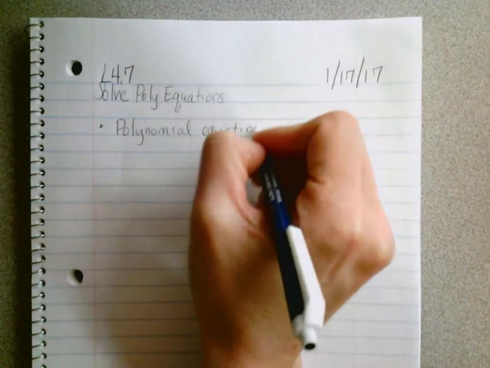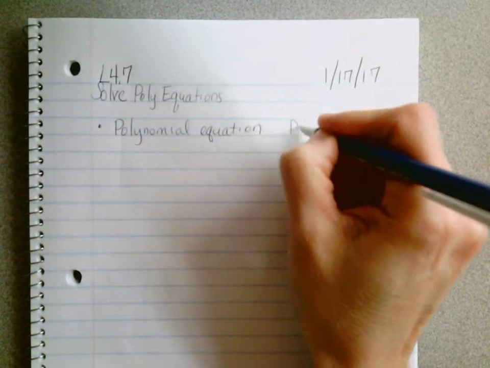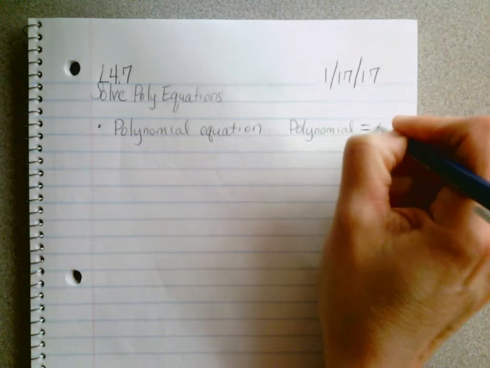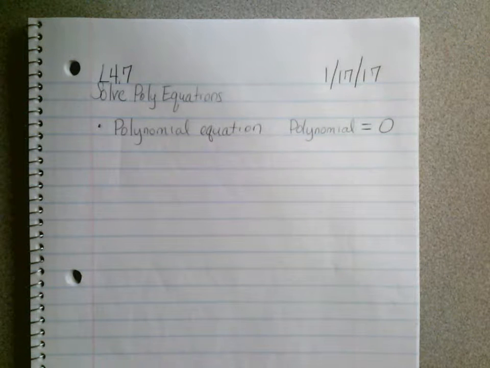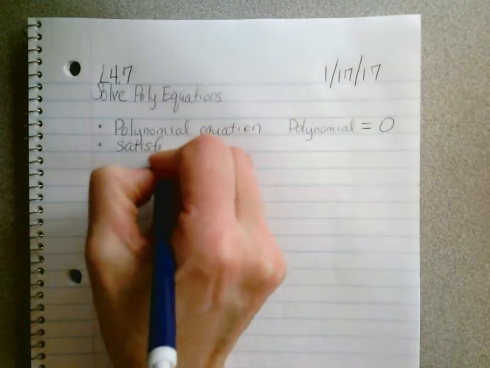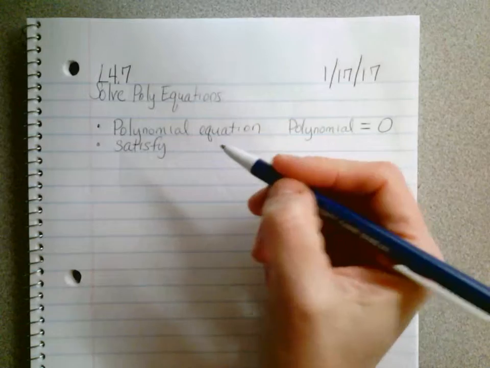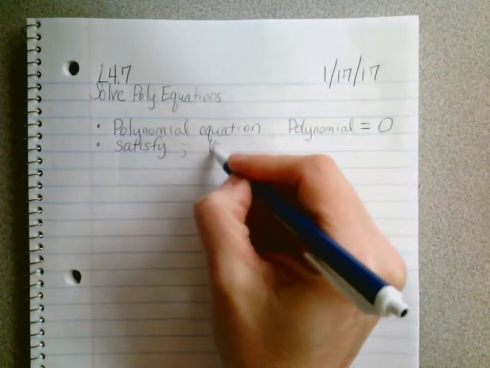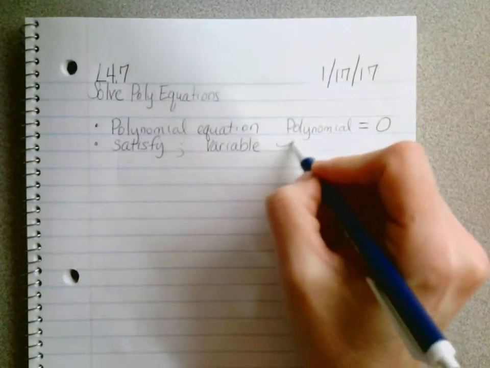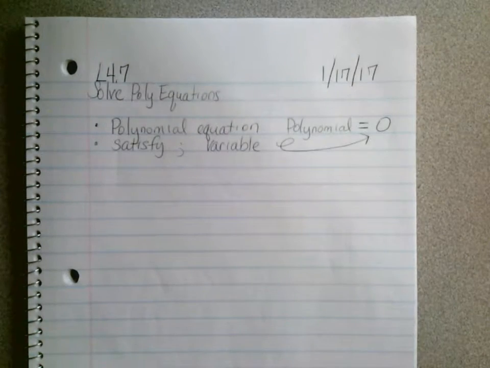Equation is defined as a polynomial on one side and it being equal to 0 on the other side. And in order to solve it, we need to satisfy the terms of the equation. In other words, find a variable which, when plugged in, leads us to whatever it is we have, in this case, 0.